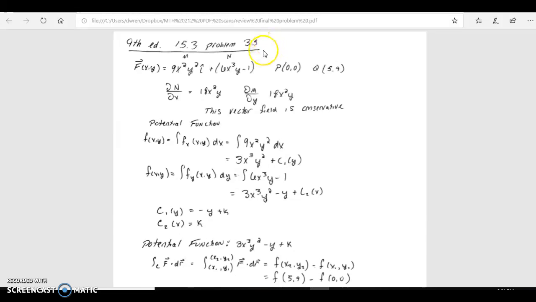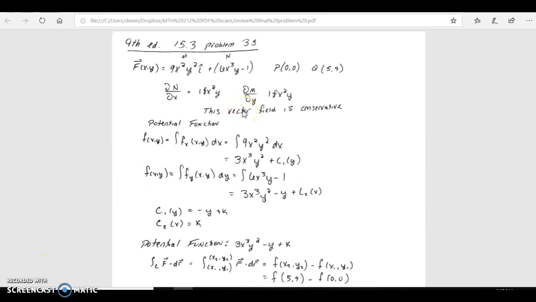Alright, I am going to go over problem number 35, chapter 15.3, in which we are utilizing the fundamental theorem of line integrals to calculate the work done by a force field on moving an object from the point (0, 0) to the point (5, 9) over the force field 9x squared times y squared i plus (6x to the third minus 1) j. There should be a j there.